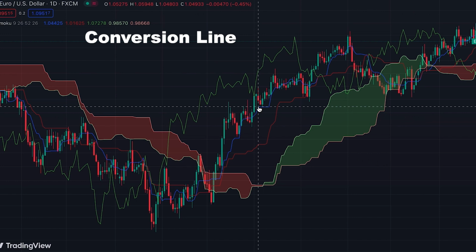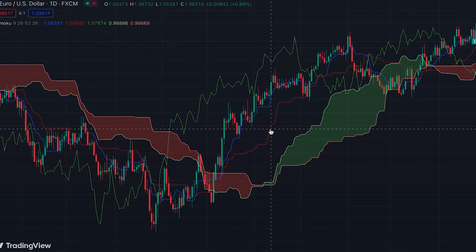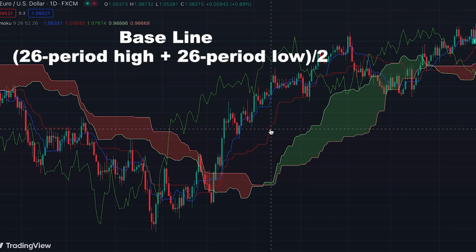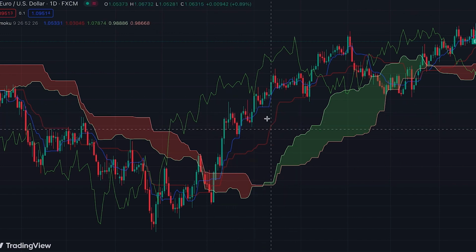The formula for the calculation of the conversion line is 9 period high plus 9 period low divided by 2. This red line, which is called baseline, moves slower in comparison to the conversion line. It's calculated similar to the conversion line, but for 26 periods: 26 period high plus 26 period low divided by 2.